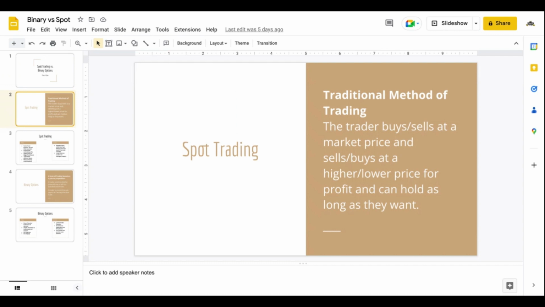Basically, spot trading is a traditional method of trading where the trader buys or sells at a market price and sells or buys at a higher or lower price for profit and can hold as long as they want.